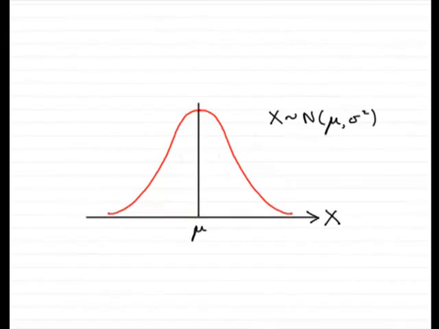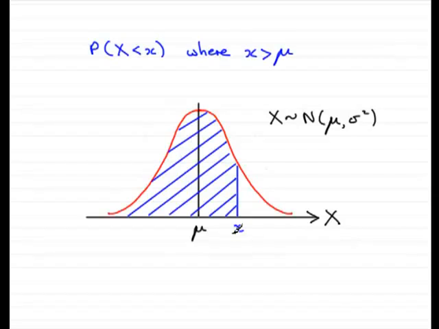Hi, welcome to this tutorial on the normal distribution. Now in this tutorial what I want to show you is how to work out the probability of being less than an observed value x, where x is greater than the mean mu. And in order to do this it's best if we run through an example.